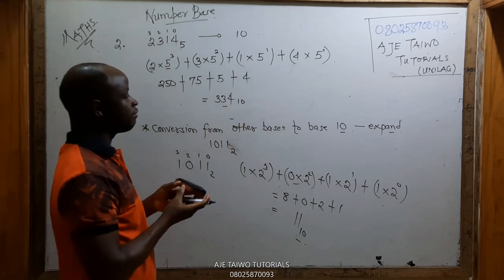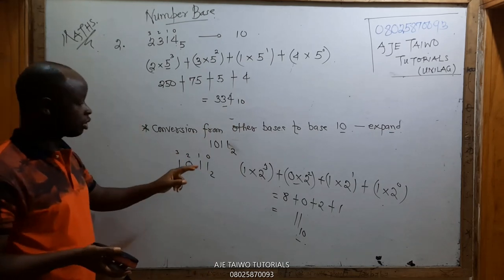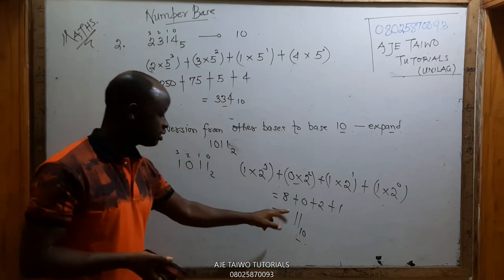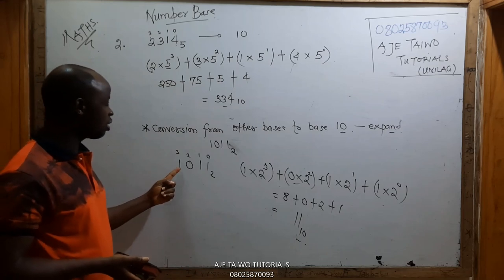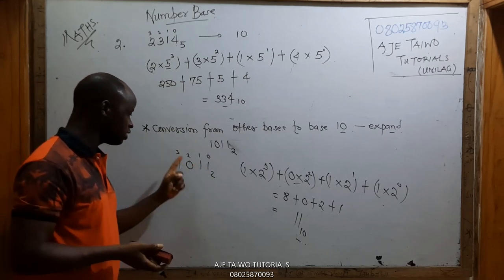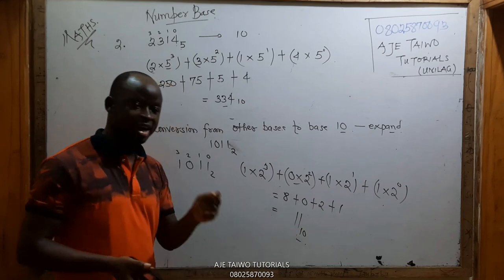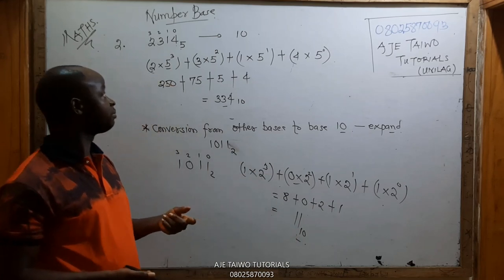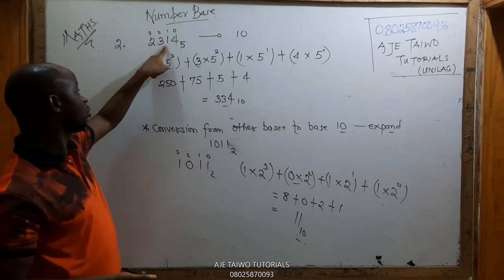You just succeeded in converting. Just watch this. We converted 1011 base 2 to base 10. It gave us 11. This is called 11 base 10. This is not called 1011 base 2. No. This is called 11 because it's base 10. A number in base 10, just call it by its name. This is not called 2314 base 10. No, that's wrong. It's called 2314 base 5.